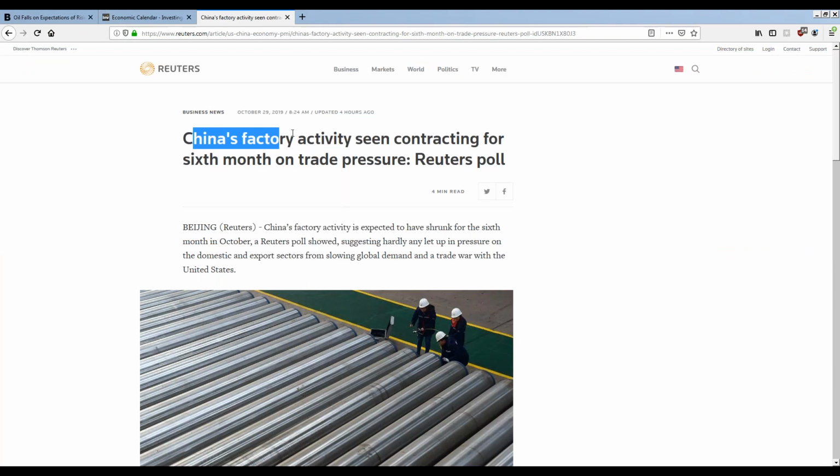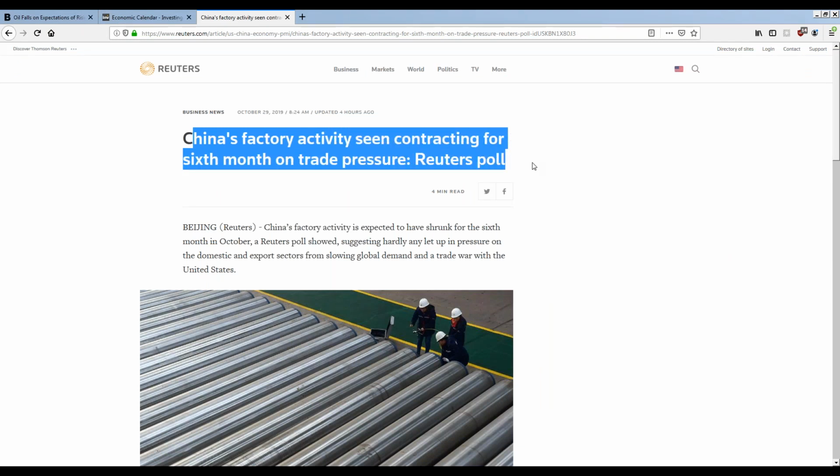What do you think this does to oil, the price of oil? When you see an article like that, this came out updated 4 hours ago. China's factory activity seen contracting for 6 months on trade pressure. What does an article about China's factory activity contracting, meaning shrinking, what do you think that does for the price of oil?